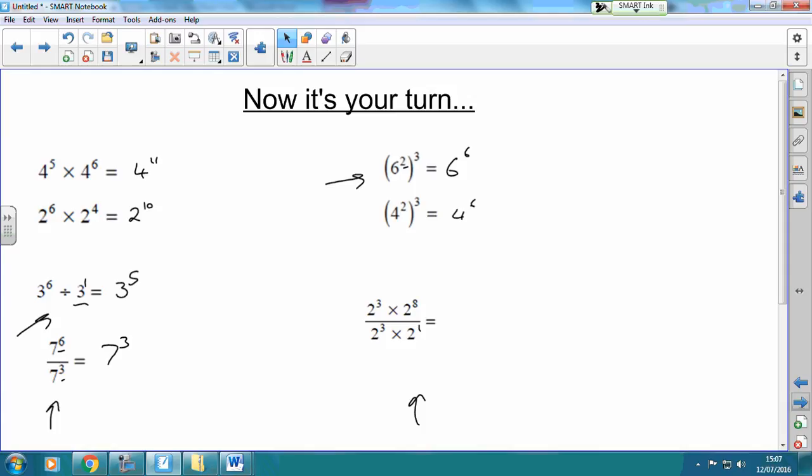Finally, let's deal with this one. Again, it's a bit trickier, but it's something that we can easily deal with. If we can deal with the rest of it, this one's not going to cause us any issues. So 2 to the power of 3 times 2 to the power of 8, we need to add the powers together, which makes 2 to the power of 11. Finally, 2 to the power of 3 times 2 to the power of 1 is 2 to the power of 4. All we need to do now is just simplify, because that's a division. So 2 to the power of 11 divided by 2 to the power of 4 leaves us with 2 to the power of 7. Hopefully you've done pretty well on that one.